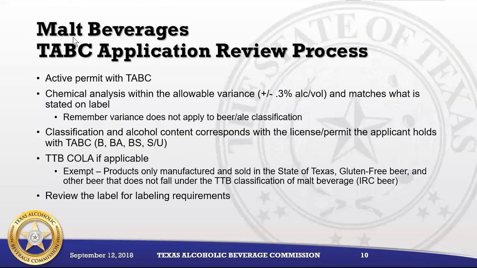As part of our review process, we check to make sure the applicant has an active permit. We look at the chemical analysis to see if it matches what is on the label. Variance does not apply when determining classification for beer and ale. We also confirm that you hold the correct permits based on the product and classification. We review the TTB COLA if necessary.